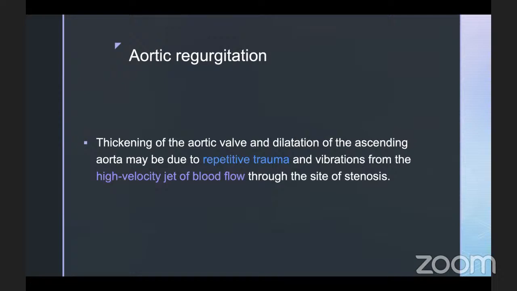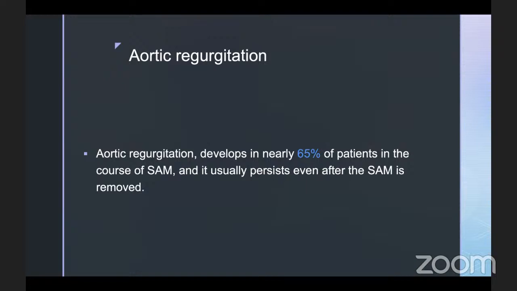Thickening of the aortic valve and dilation of the ascending aorta may be due to repetitive trauma and vibration from the high velocity jet of blood flow through the site of the stenosis. Aortic regurgitation develops in nearly 65% of patients in the course of SAM and usually persists even after the SAM is removed.